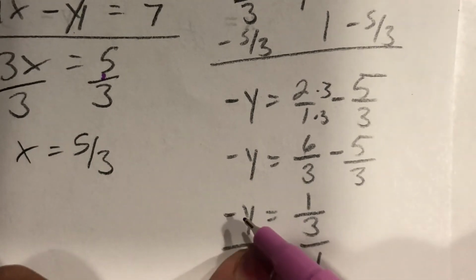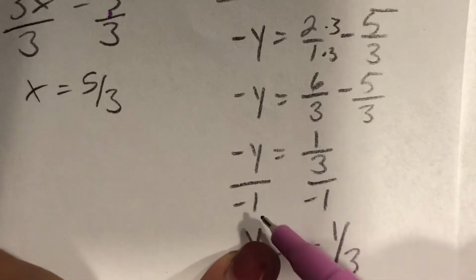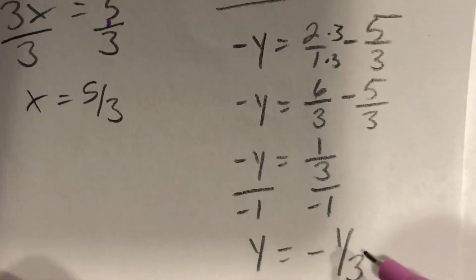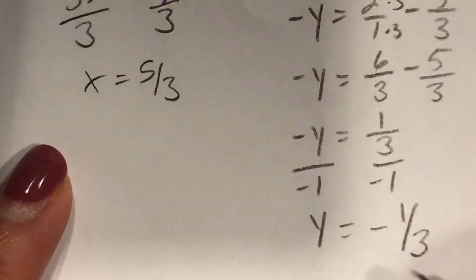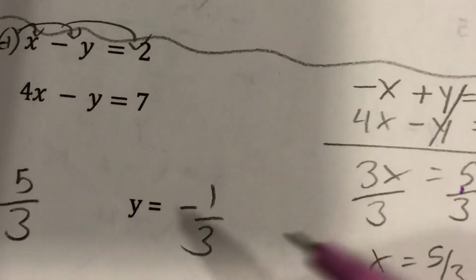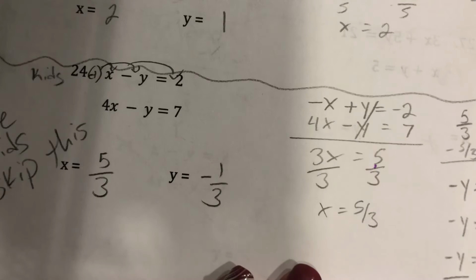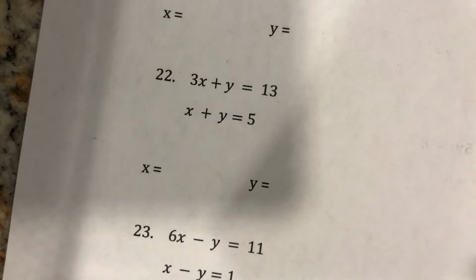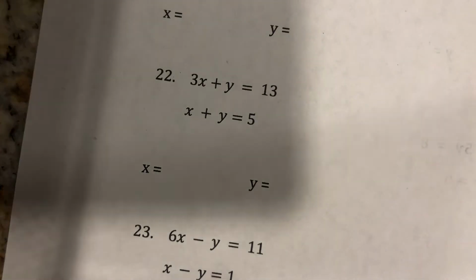But I have this negative for the y, so I'm going to divide both by a negative. So I get y equals -1/3. And that's it, we're done. So I have 5 over 3 and -1/3. So it's not a hard fraction, but I know how much you love fractions, so I'll save you some pain.